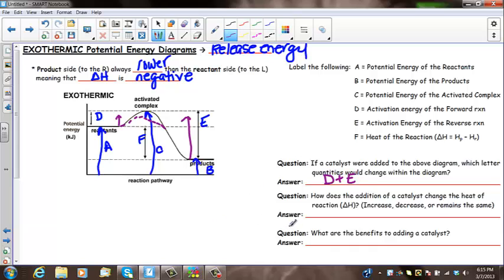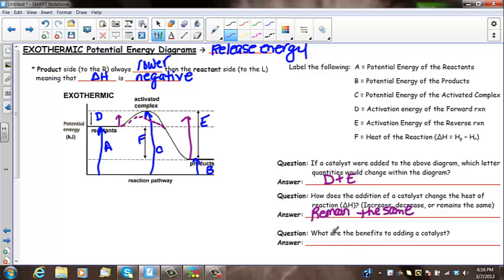How does the addition of a catalyst change the heat of reaction? Well, heat of reaction is F. Increase, decrease, or remain the same. You can see that it's having no effect on delta H. So that remains the same.